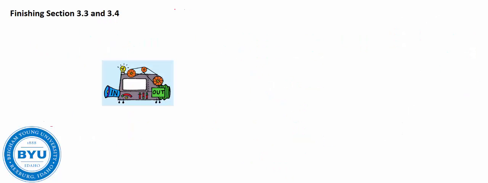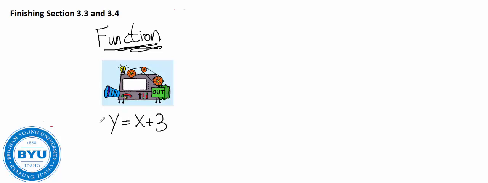The last thing we need to talk about in section 3.4 is understanding what a function is. The best way to know what a function is mathematically is that there's something that goes in and then something that comes out. For example, a line is a function, for example, y equals x plus 3. If I plug 2 in, I end up getting, well, 2 plus 3 is 5 out.